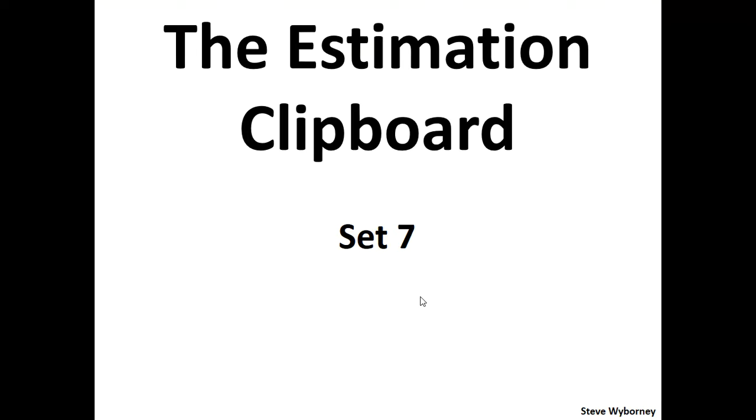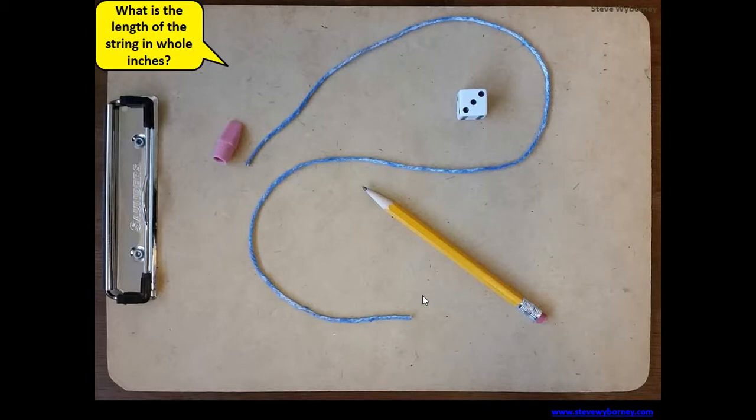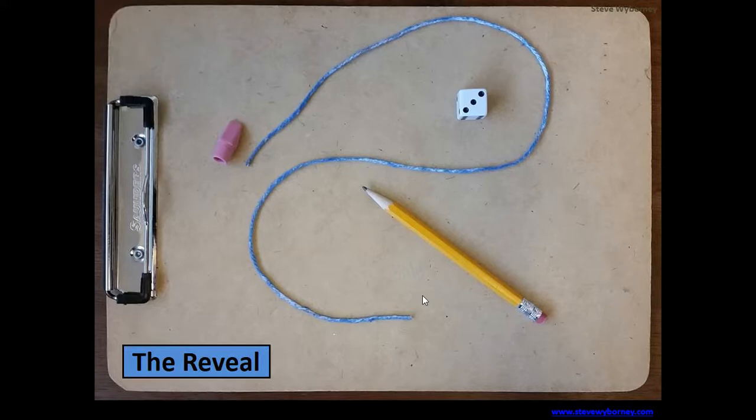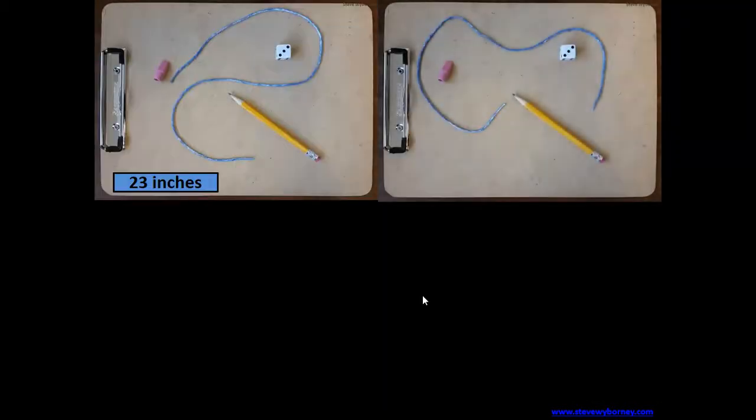Okay, here is set 7. What is the length of the string in whole inches? Again, not much to go on in the first clipboard. This one is 23 inches long. So using that picture and that length, what do you think the estimate for clipboard number 2 would be? Or what do you think the length would be? Go ahead and make your estimate. This one is 20 inches long, so it's just a couple inches shorter than clipboard number 1.